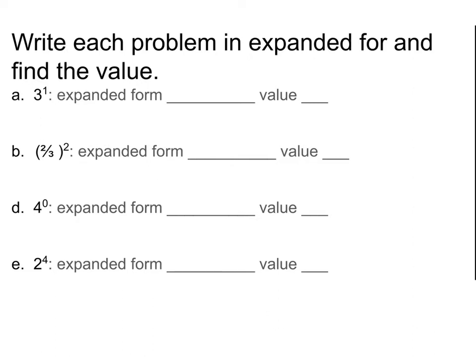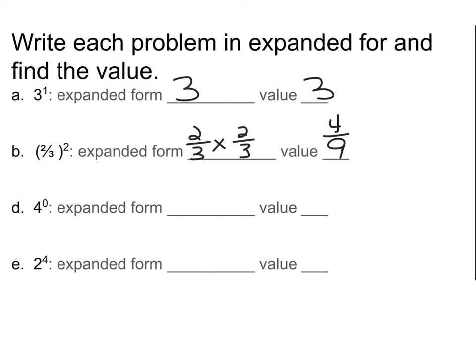Now the first one has 3 to the first power, so the expanded form would just be 3. So the value would be 3. So that one's easy because all you're doing is just showing that. Now 2/3 to the second power is 2/3 times 2/3. So please do not add that, because what you're doing, you're multiplying it. So 2 times 2 is 4 and 3 times 3 is 9. So the value is 4 9ths.